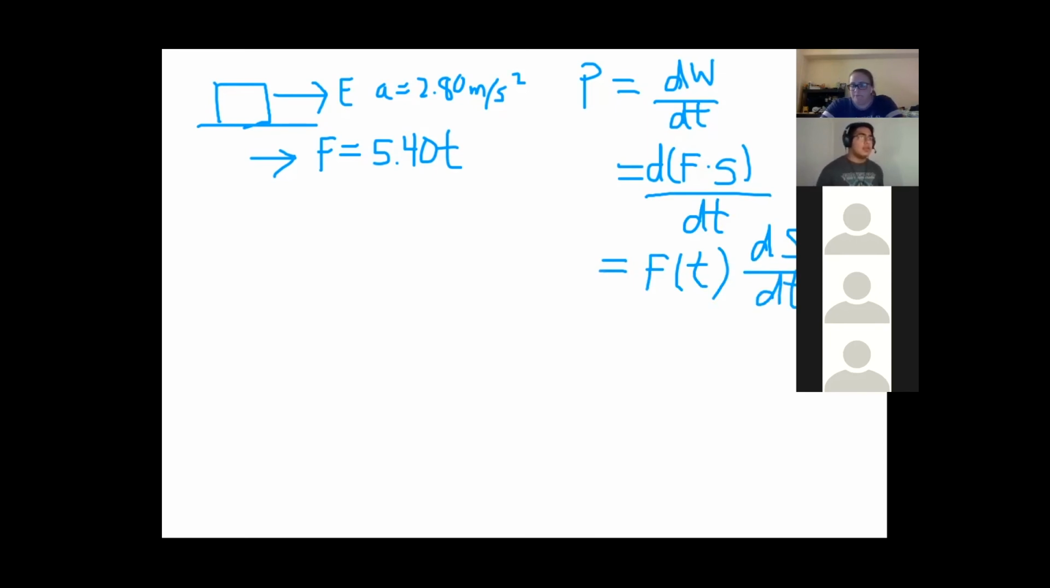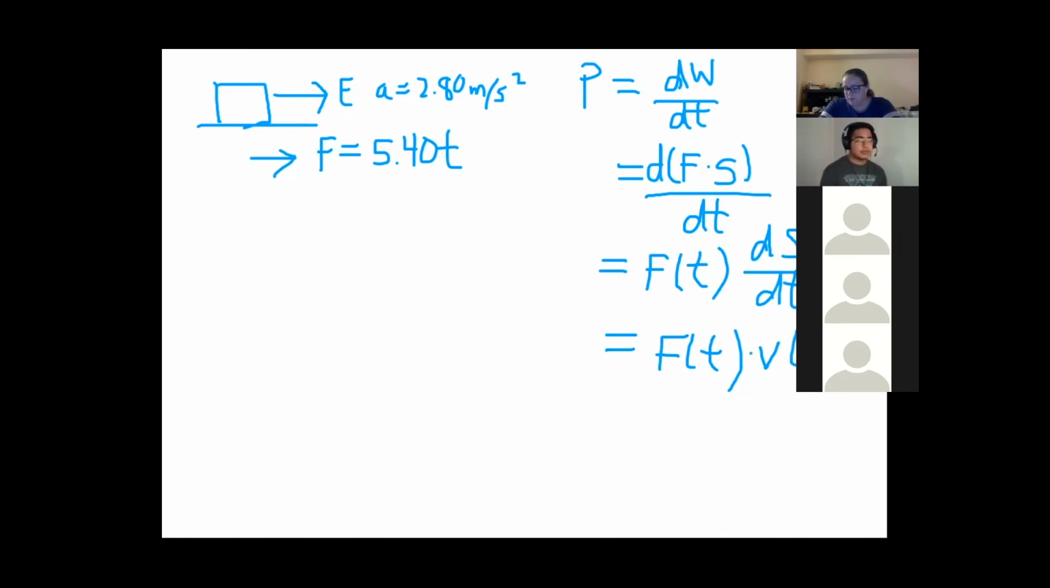And we can now understand that we have the derivative of the distance over the derivative of the time, and what does that come out to? As we know, the derivative of distance over time is our velocity. So that is F(t) times v(t). All right, so we have a force, but we need a velocity to solve for the power in this case. How do you think we should get the velocity?